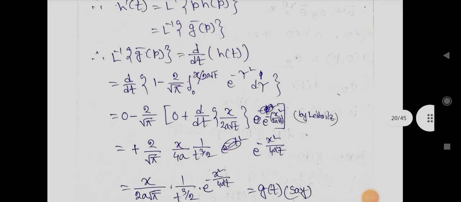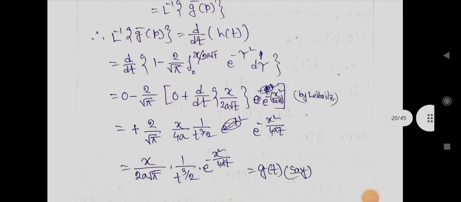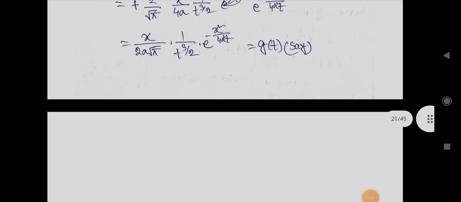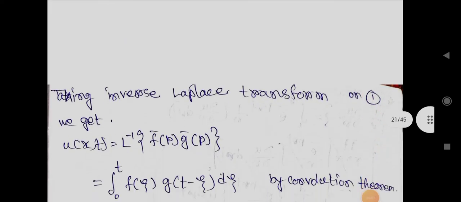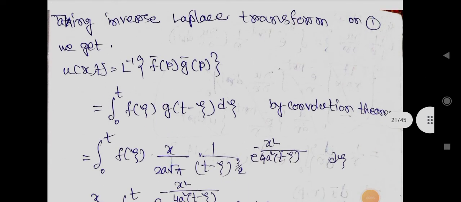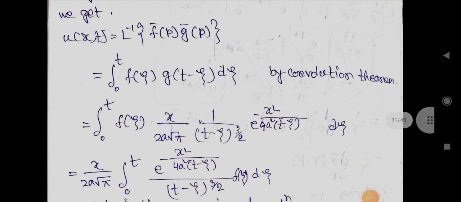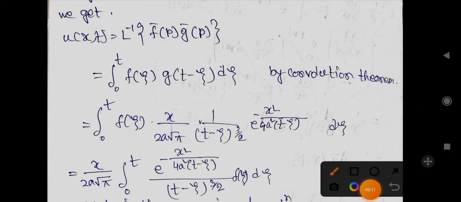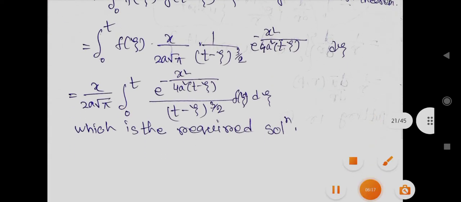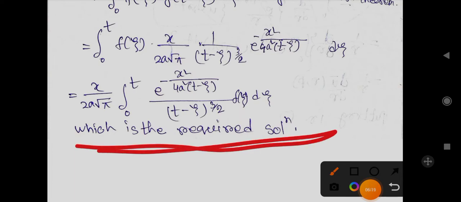step by step solve, applying the Leibniz formula. Then taking the Laplace inverse. This is the convolution theorem. Applying the convolution theorem, then solve, we get the required solution.